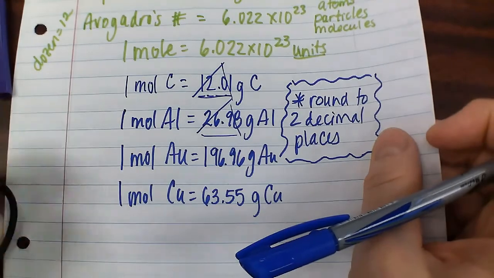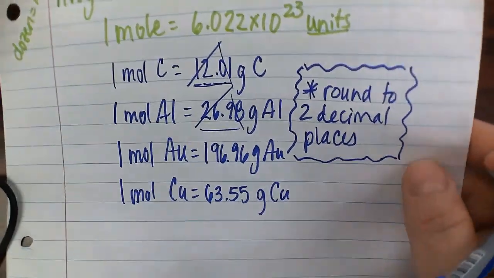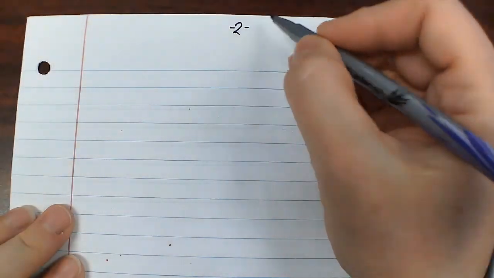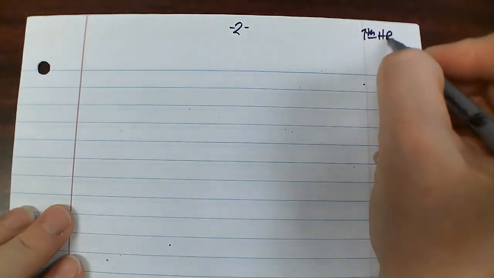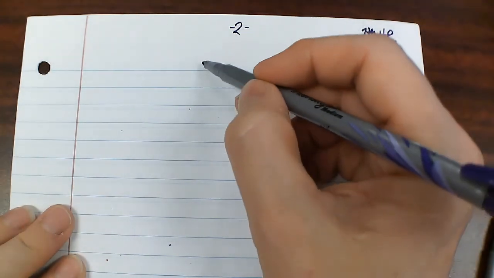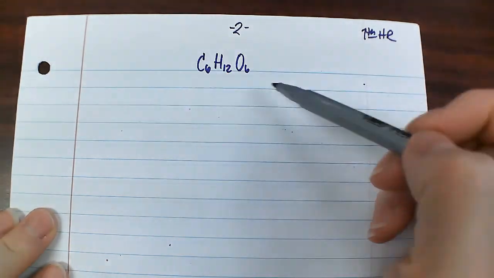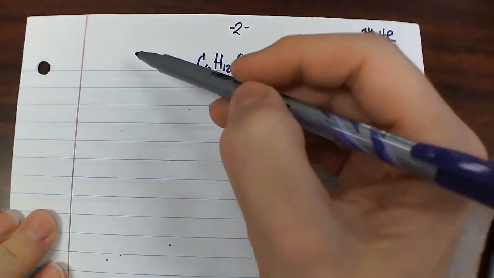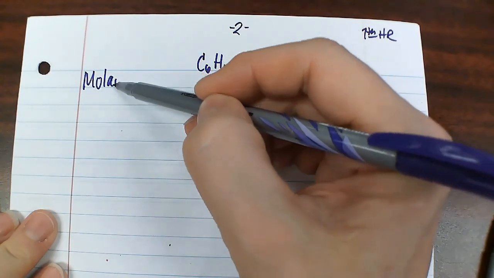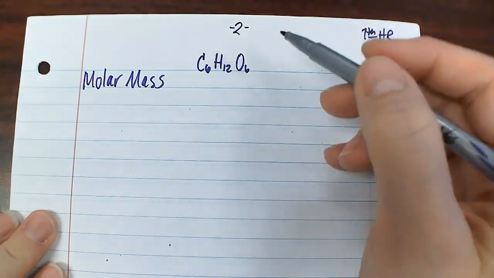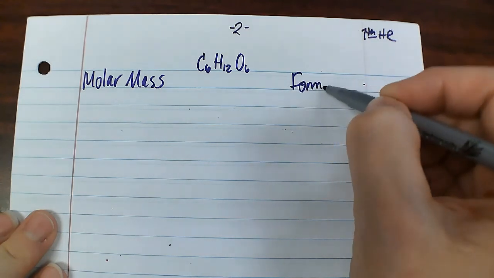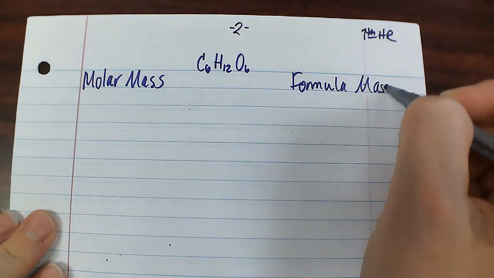So let's look at this from the point of view of a compound. And I'm going to use my favorite compound, glucose, because I miss my days of teaching biology. So C6H12O6. And I put that in the middle of my paper for a reason. I'm going to put molar mass over here. And I'm going to put formula mass over here.